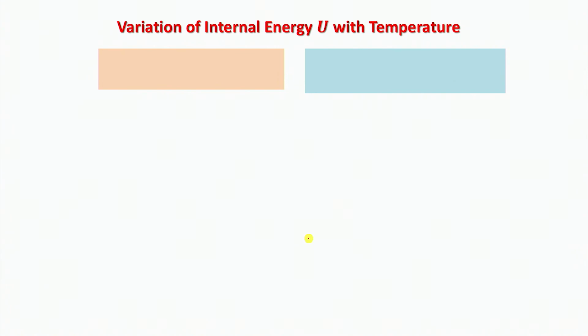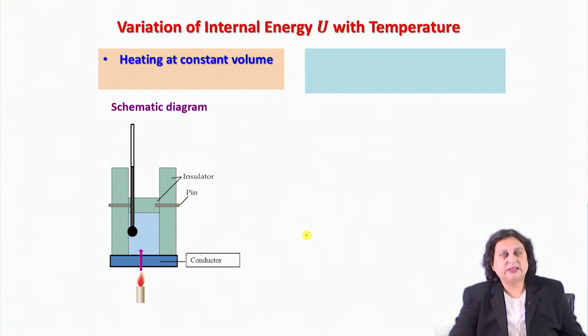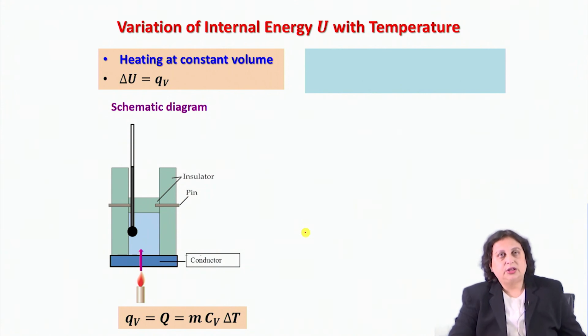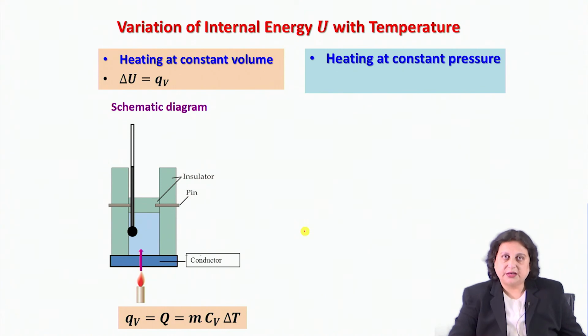For this purpose, I will revisit the experiment that I have discussed while studying the variation of internal energy with temperature, in the experiment where we discussed heating at constant volume. And here we showed that the change in internal energy due to this process is equal to the total amount of heat supplied to the system under isochoric conditions. Similarly, another experiment can be devised, that is heating at constant pressure.